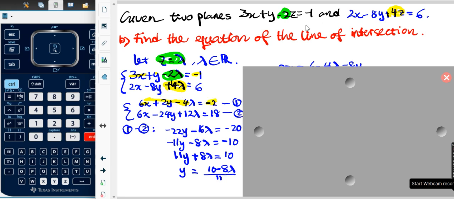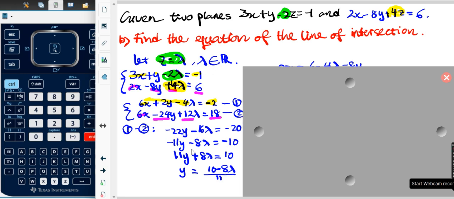And then next, this 2x I multiply by 3 to get 6x. Negative 8 times 3 becomes negative 24. Plus 4 times 3 becomes plus 12. 6 times 3 becomes 18. So now I have 2 equations and 2 unknowns. Right? x and y are unknown. Lambda now is just any number.